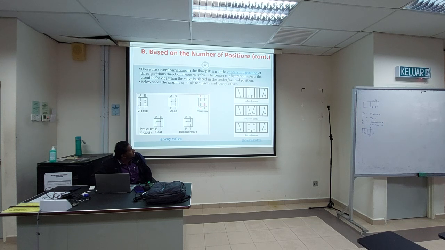So P is connected to T. Kemudian A and B are not connected. Kemudian you have a pressure close. So pressure is close, tapi tank is connected to port A and B. Then you have a regenerative. Yang ini semua just untuk nama lah. Untuk 5-way, so you ada macam ni. So exhaust center, pressure center and block center. So biasanya benda-benda ni kita takkan gunakan. Kita cuma akan gunakan the top 3. Close, open ataupun tandem. Yang ini semua just for your understanding.